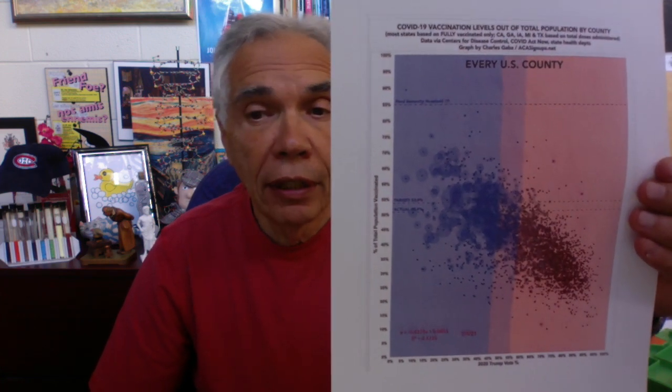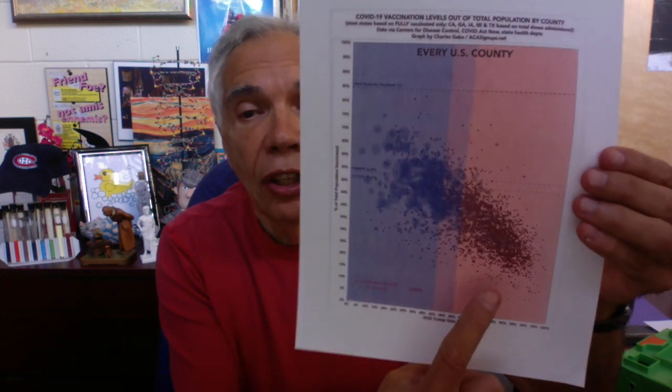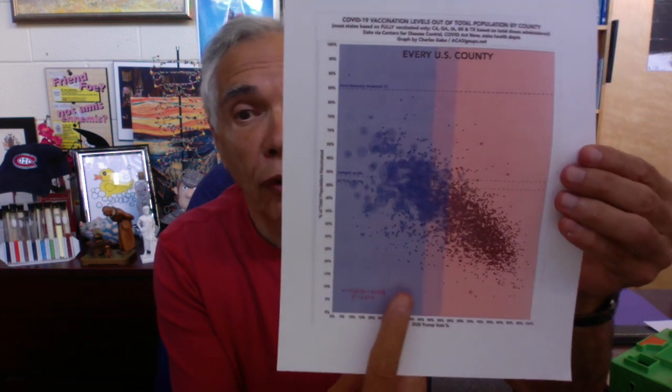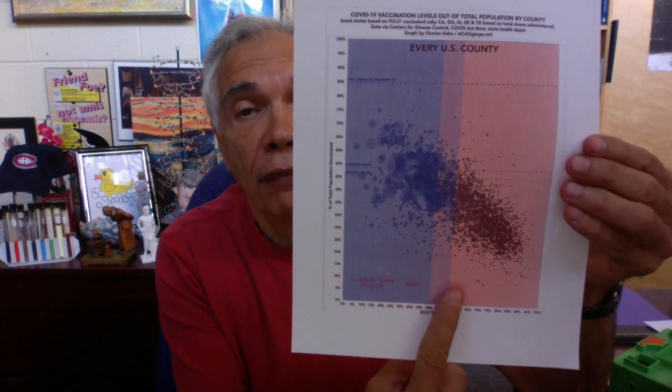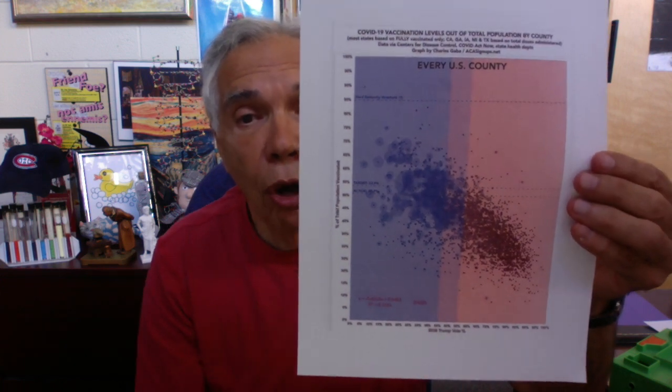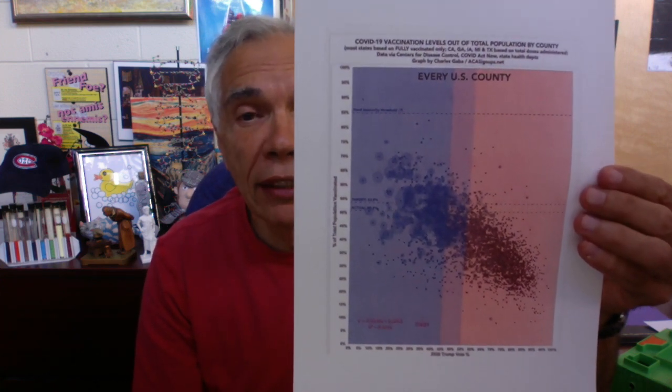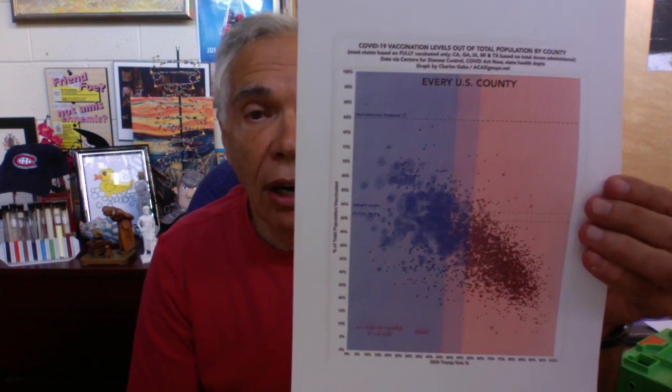And it is very clear that in states where people voted for the Republicans, the vaccination rates are lower. In Democratic states, the vaccination rates are higher. This is really quite tragic because vaccination rates should be governed by the science.